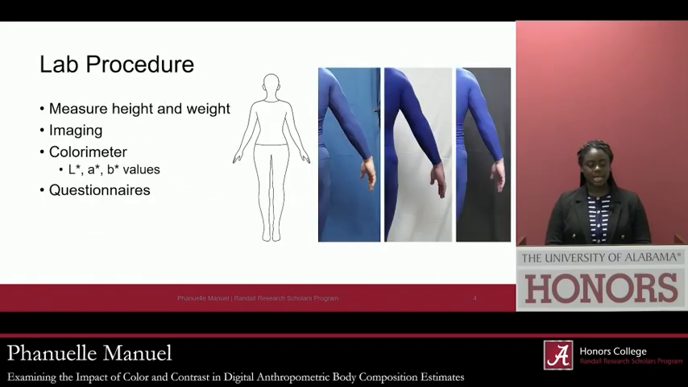So going over our lab procedures, it's broken into 3 areas: imaging, the colorimeter, and questionnaires. We start by measuring the height and weight of our participants, and then they move into our imaging. The participant is given 3 sets of compression athletic wear in black, blue, and white. Just like in this first photo, a posterior photo is taken of them in front of a black, blue, and white background, resulting in 9 images.